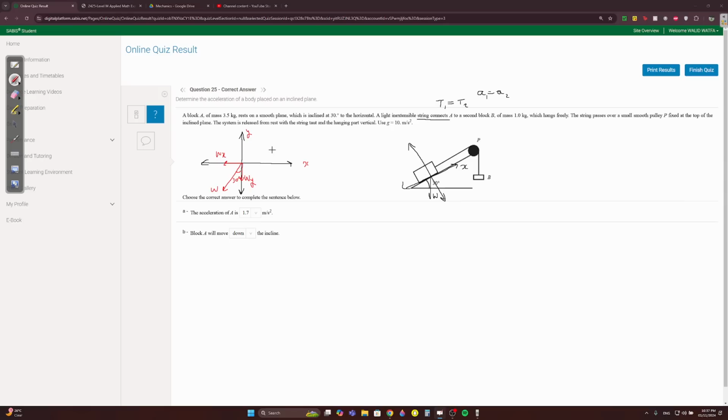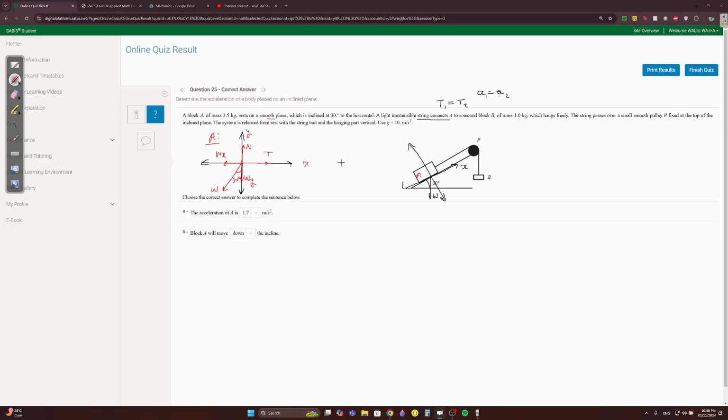What else do we have? We always have the normal pushing up, right? This is for block A. We said block A, yeah? Block A. And did they say anything about friction? We said it's a smooth plane, no friction. Okay, we said this. We also have the tension of the string, right? So the tension over here.